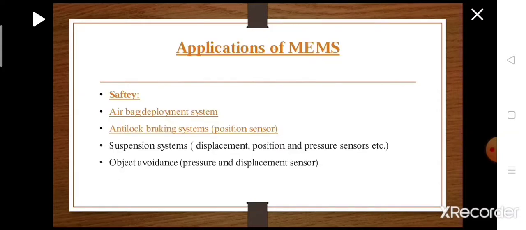The next one is applications of MEMS. There are various applications. The first one is safety. Examples are the airbag deployment system and the anti-lock braking system. That means position sensors. Suspension systems use displacement, position and pressure sensors. And the last one, object avoidance, uses pressure and displacement sensors.